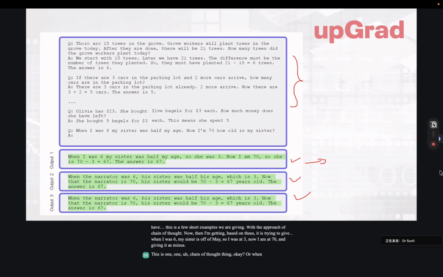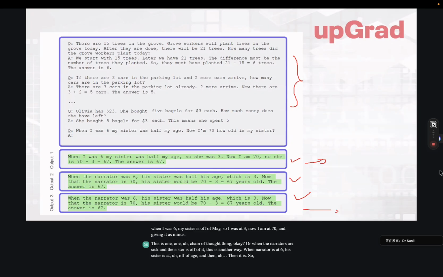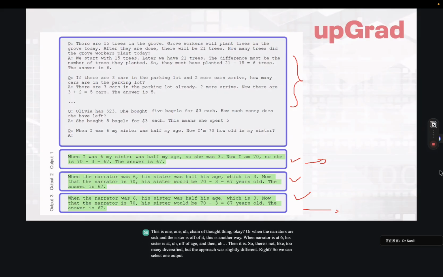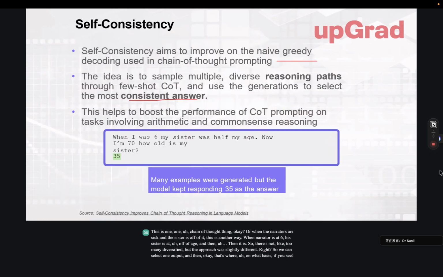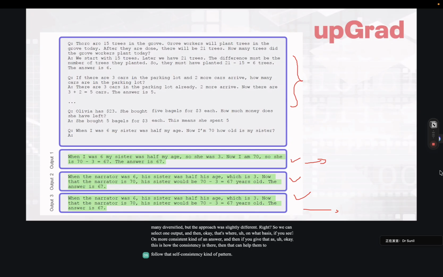Or when the narrator is at 6 and the sister is at half of the age, this is another way. When the narrator is at 6, his sister is at half of the age, and then it continues. So this is not too diversified, but the approach was slightly different, right? So we can select one output, and the basis is the more consistent kind of answer. And then if you give that as an example, this is how the consistency is there, that can help the model follow that self-consistency pattern.